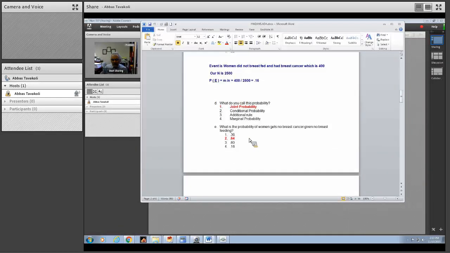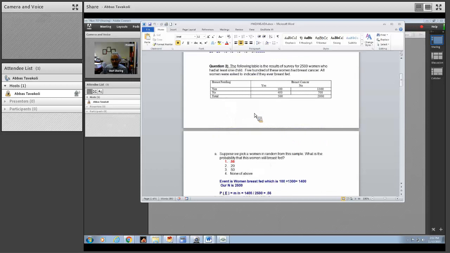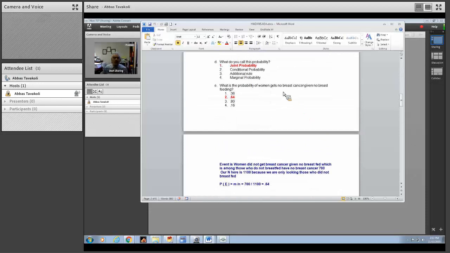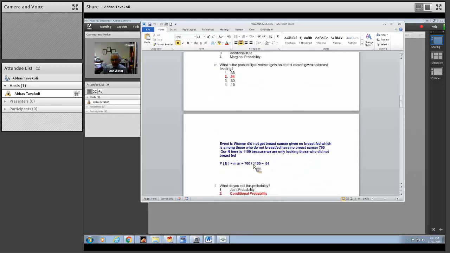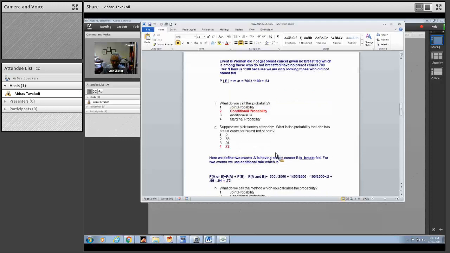The next one is, what is the probability of a woman getting no breast cancer given no breastfeeding? So you're looking at the row for no breastfeeding, which is 1100, and how many have breast cancer. So basically, no breast cancer, 700 didn't have it in that row, so you get 0.64. What do we call it, again, when you have "given"? That means it's conditional probability.